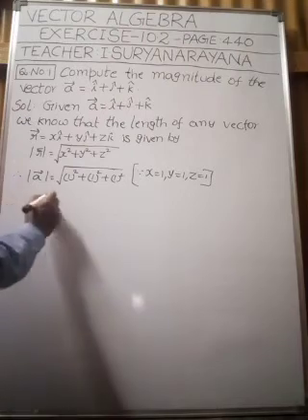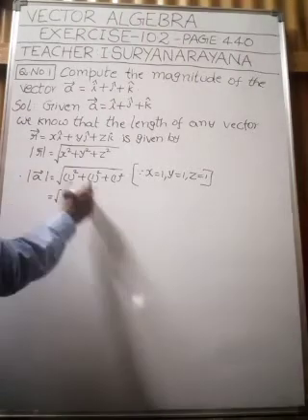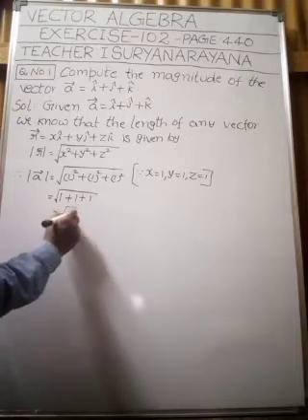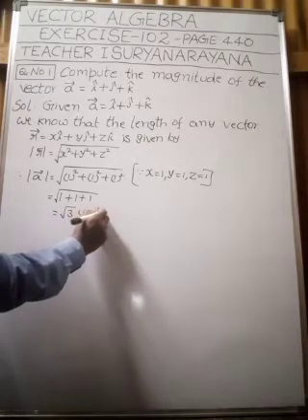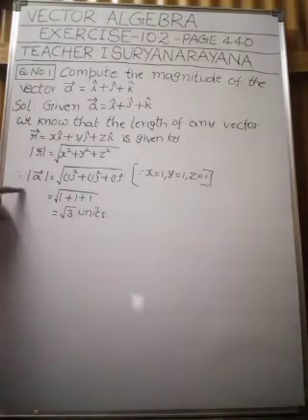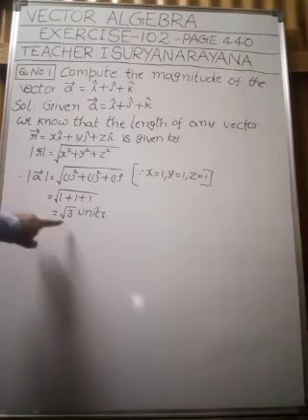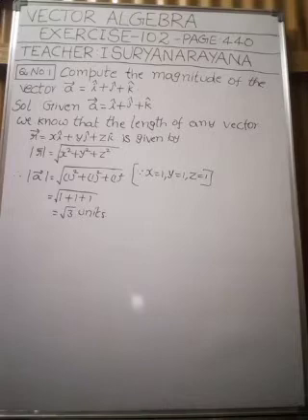Right. That is equal to square root of, now let us simplify, 1 plus 1 plus 1. That is equal to root 3 units. So, the length of this vector a bar, or the magnitude of the vector a bar, is equal to root 3 units. Understood this question, my children?